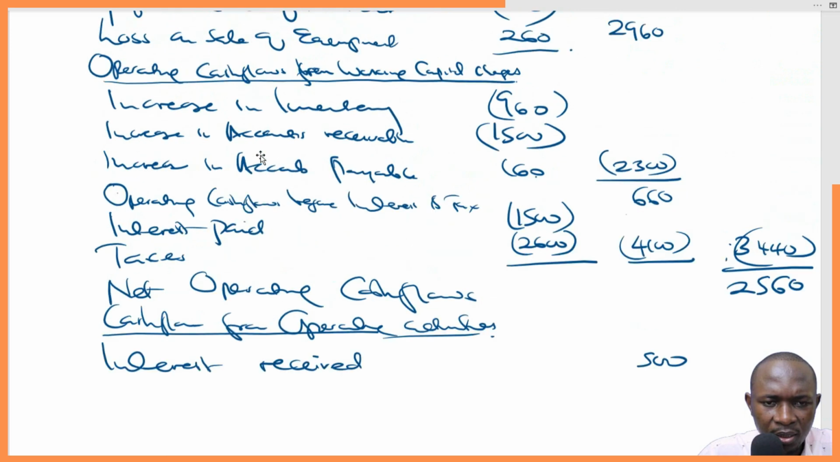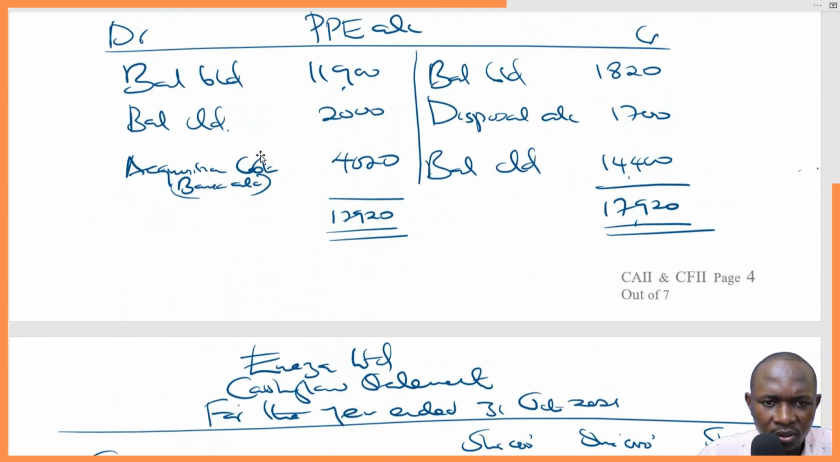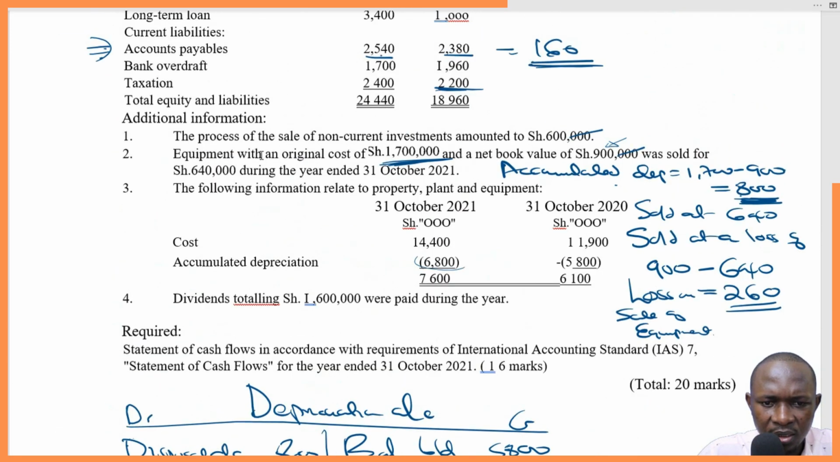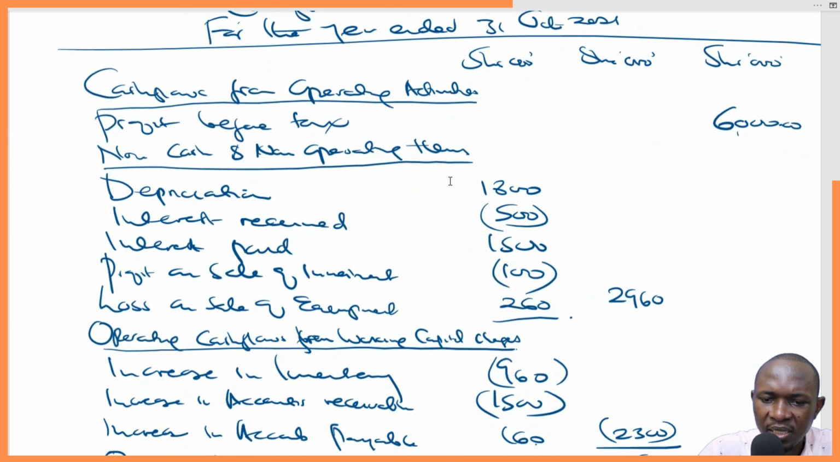The next one is anything to do with investments. So most of them will come from here. The proceeds of sale of non-current assets amounted to 600. So we sold non-current investment 600. So we'll capture that one.